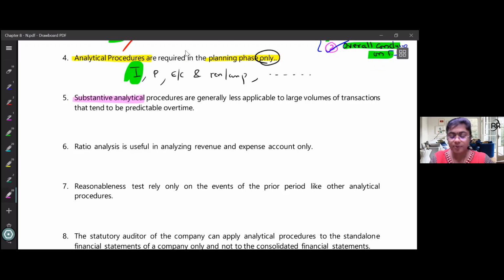Substantive analytical procedures are generally less applicable to large volume of transaction that tend to be predictable over time. Didn't we study a sentence? Analytical procedures are more applicable to large volume of transaction that tend to be predictable over time. I made you study also. So answer is incorrect.